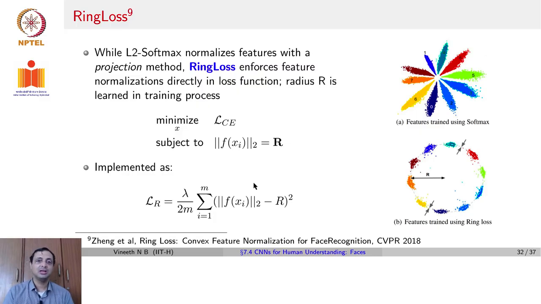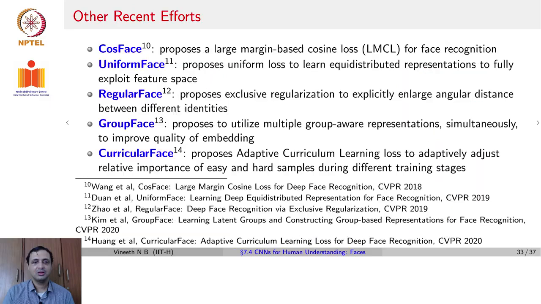So the neural network decides what should be the value of the L2 norm also, in addition to learning the weights of the neural network. This is known as ring loss because you're trying to project the feature representations before the softmax layer onto a ring whose radius is also decided by the neural network. Based on these approaches, there have been a slew of efforts. CosFace, proposed in 2018, proposes a large margin based cosine loss for face recognition.